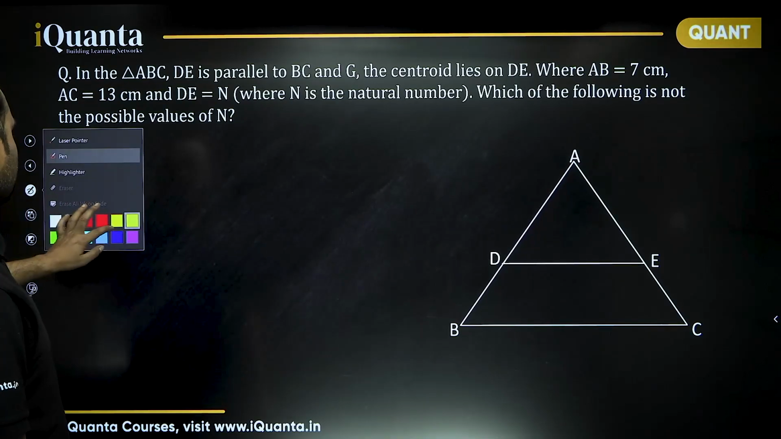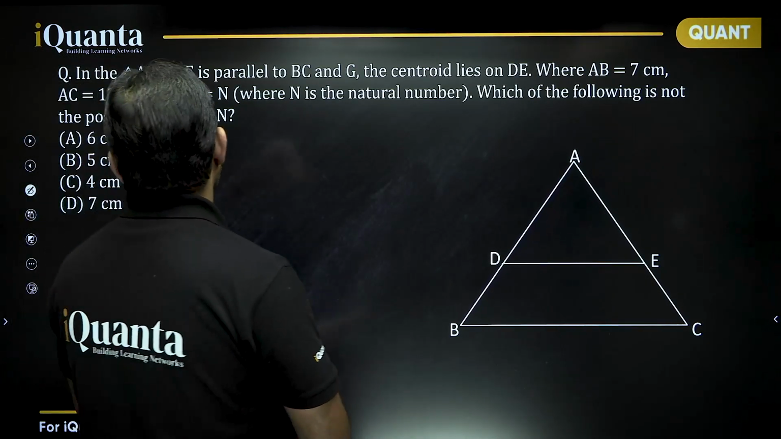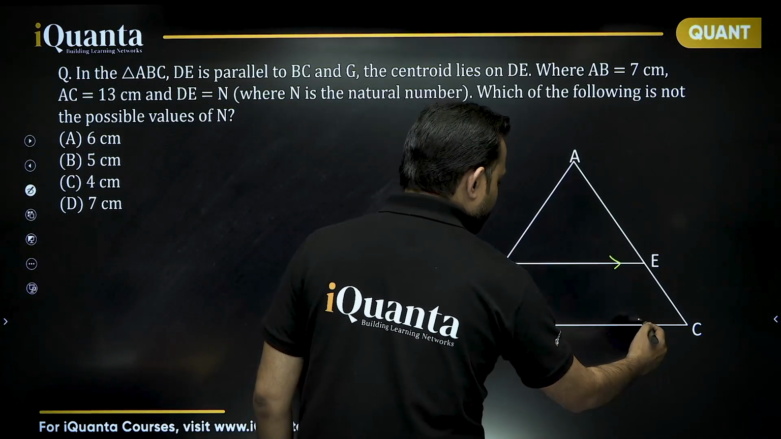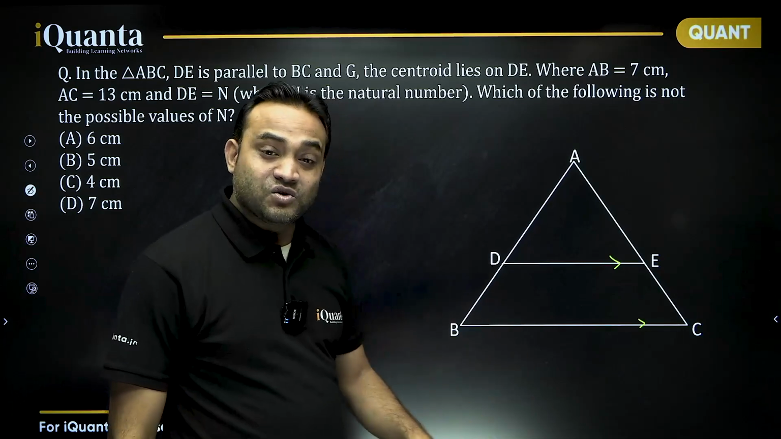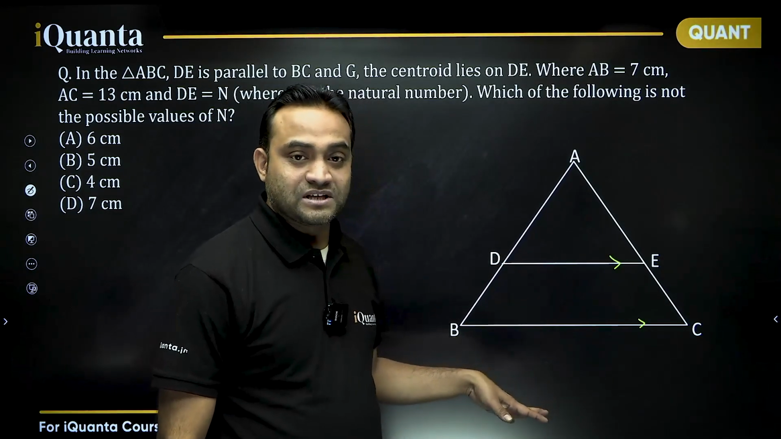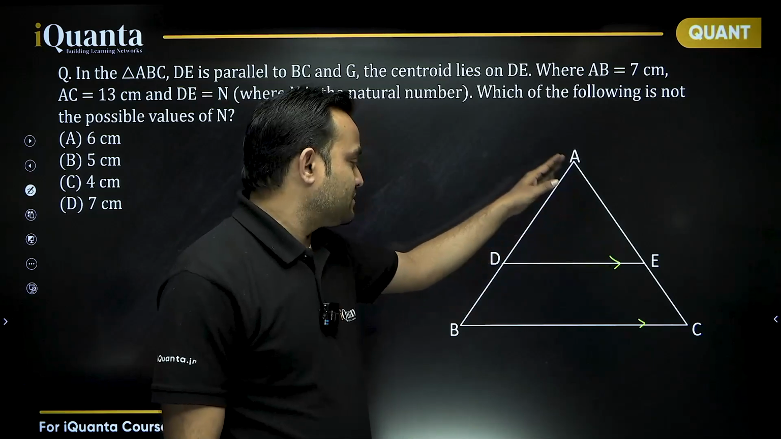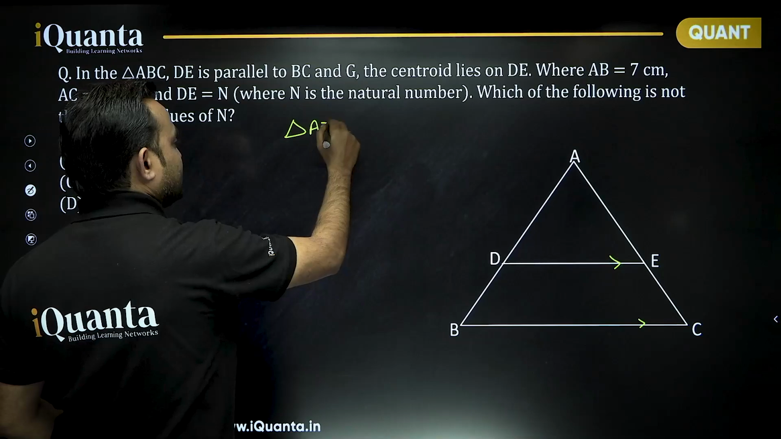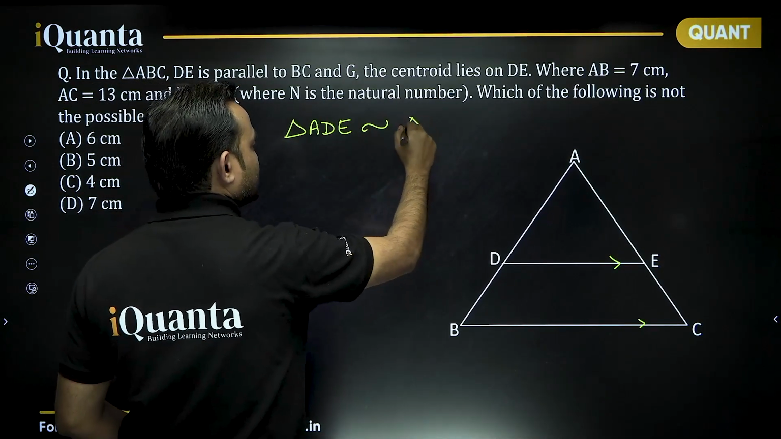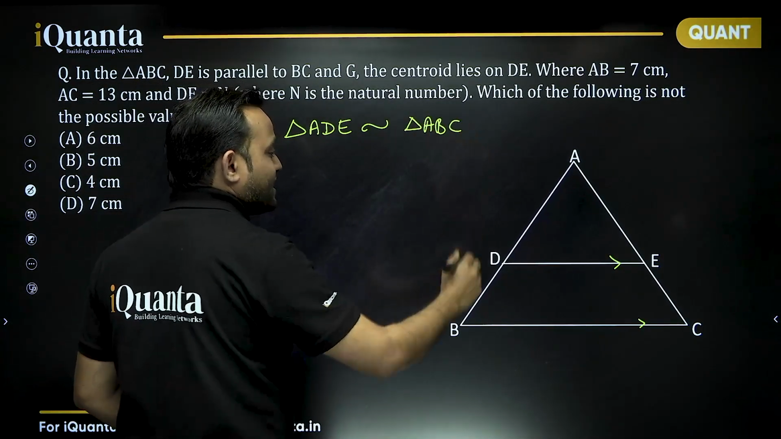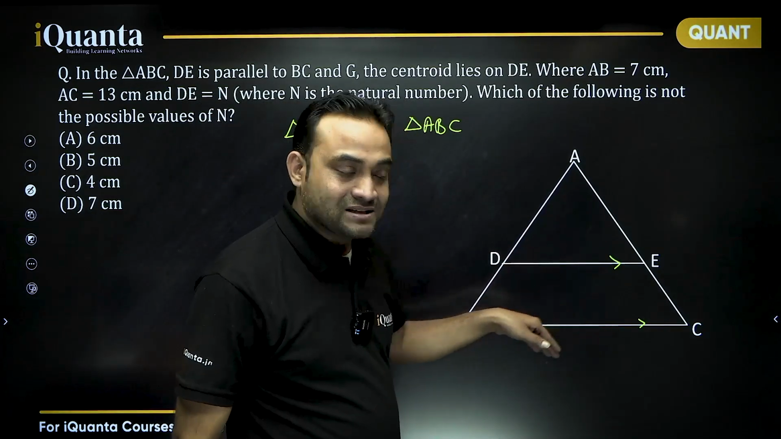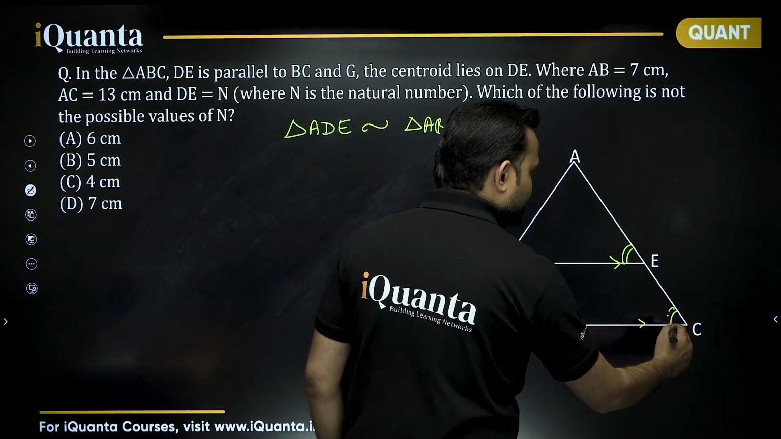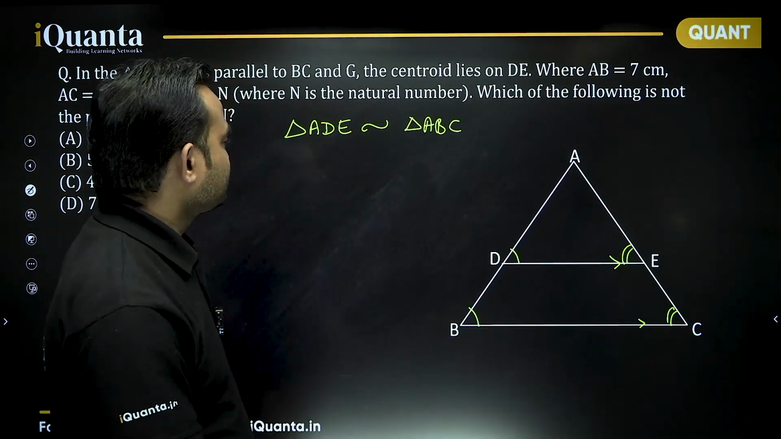Now, let's go to the next question. It says in the triangle ABC, DE is parallel to BC. As soon as you see this, that DE is parallel to BC, we can say triangle ADE will be similar to triangle ABC. Why? Because whenever we have two parallel lines, this angle will be equal to this one, and this angle will be equal to this one, right? And angle A is already common.